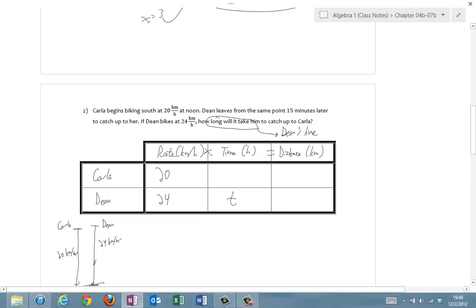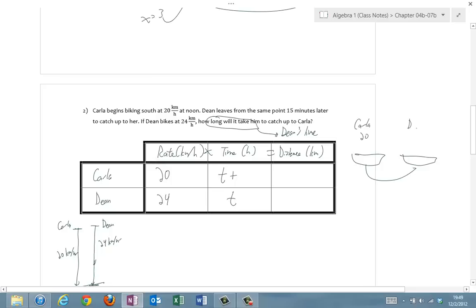Okay, Carla left 15 minutes earlier. Dean left 15 minutes later. If I leave 15 minutes before someone else does, I'm actually traveling for more time. And that is kind of crucial here. I want you to look at this and see why this is going to be t plus a certain amount of time. Think about the balance here. I'm going to use like a little scale and kind of draw this out. Carla's scale has her going at 20 kilometers per hour.